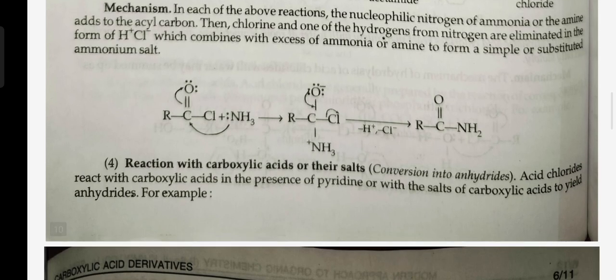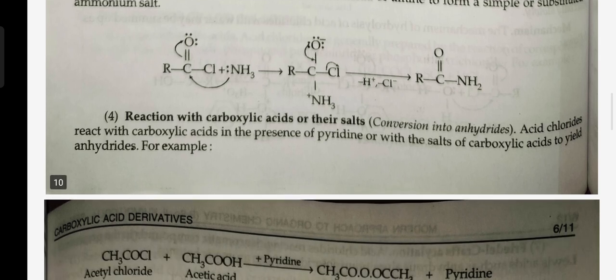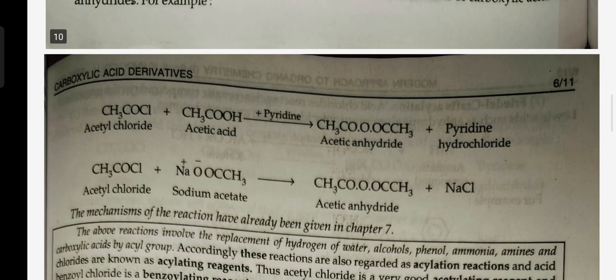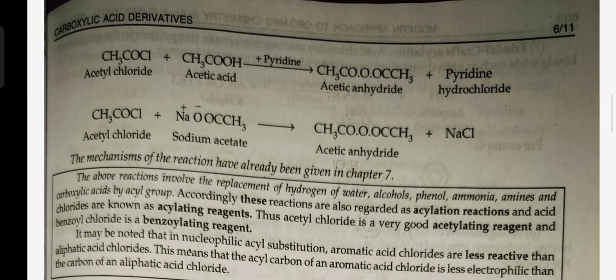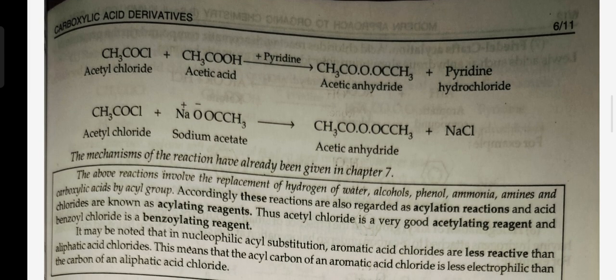Fourth, reaction with carboxylic acids or their salts. Conversion into anhydride. Acid chlorides react with carboxylic acids in the presence of pyridine, or with the salt of a carboxylic acid, to yield anhydrides. For example, acetyl chloride plus acetic acid in the presence of pyridine gives acetic anhydride plus pyridine hydrochloride. The mechanism of the reaction has already been given in chapter 7.